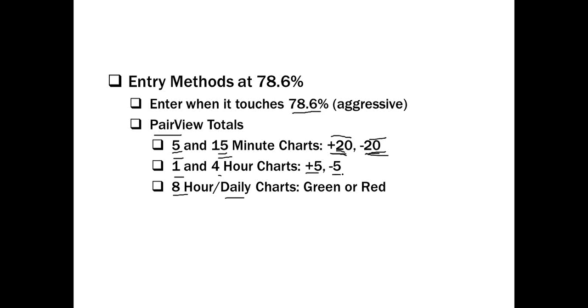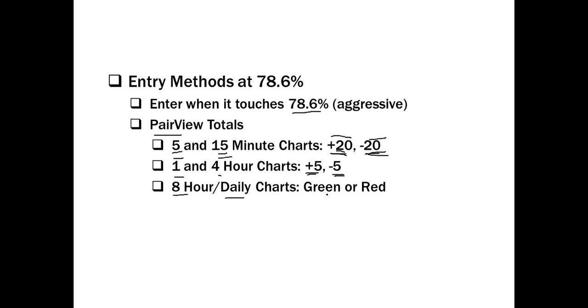On the 1 and 4-hour charts, the imbalances, as you look at longer time frames in the market, because you're looking at more data coming from the market makers, on the 1 and 4-hour charts, if I see a plus 5 or minus 5 in the PitView totals, in the total screen, not the leaders and followers, but on the total screen, that oftentimes also will give me a better entry trigger into my trades.